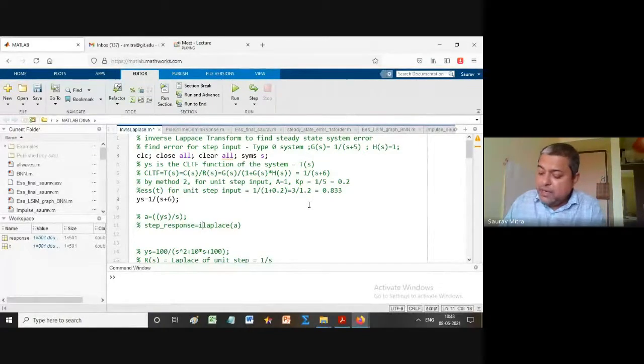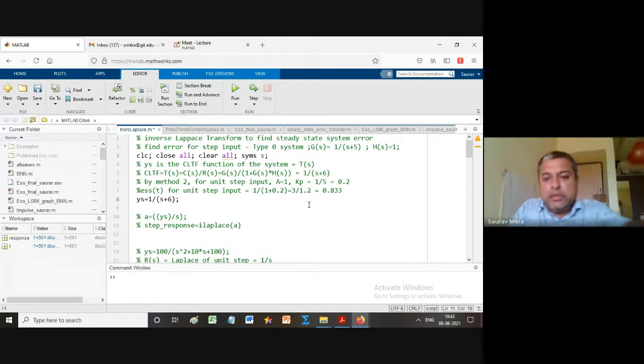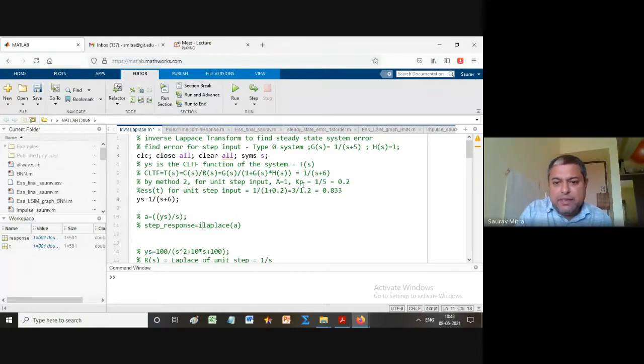That means what is the ramp input error? The ramp input error will be equal to 1 by kv, that is 1 by 0, that will be infinity. So the same thing you have to do for kv. How do you find kv? Anybody who has tried it out will find that the kv value will become 0. Kv is nothing but G(s) H(s) into s, with limit s tends to 0. As there is an s coming in the numerator, if you substitute 0 there, it will be 0 divided by 5. So kv will be equal to 0.